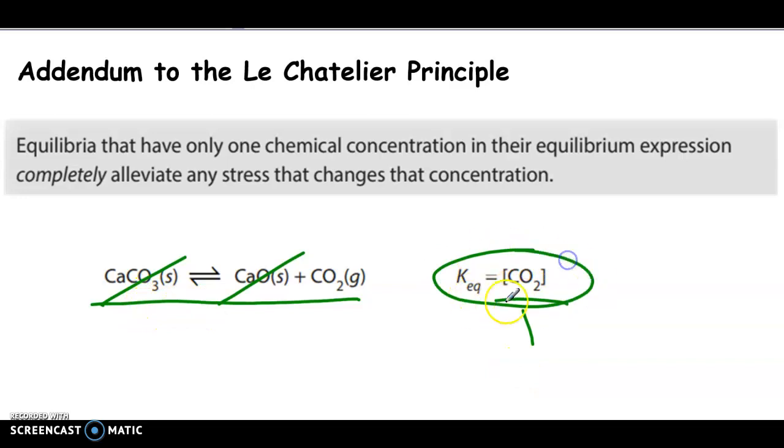So the carbon dioxide concentration has a great impact on what the K value would be, because literally they're essentially equivalent. So equilibrium that have only one chemical concentration completely alleviates any stress that changes that concentration because they're directly influenced. So if we have an increase in carbon dioxide, that means that our K value, right, we're definitely not at equilibrium because it's going to have too high of a number, right, once we start looking at our Q values. So essentially when you have only one compound or one molecule, I should say, that is gas or aqueous in the entire reaction, that one is going to create a large stress to the system because it's the only one really having a direct impact on the Q position.